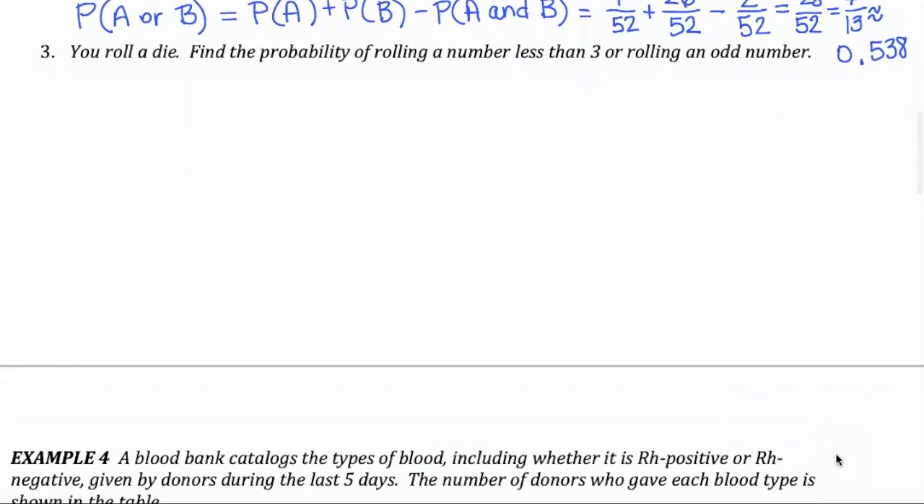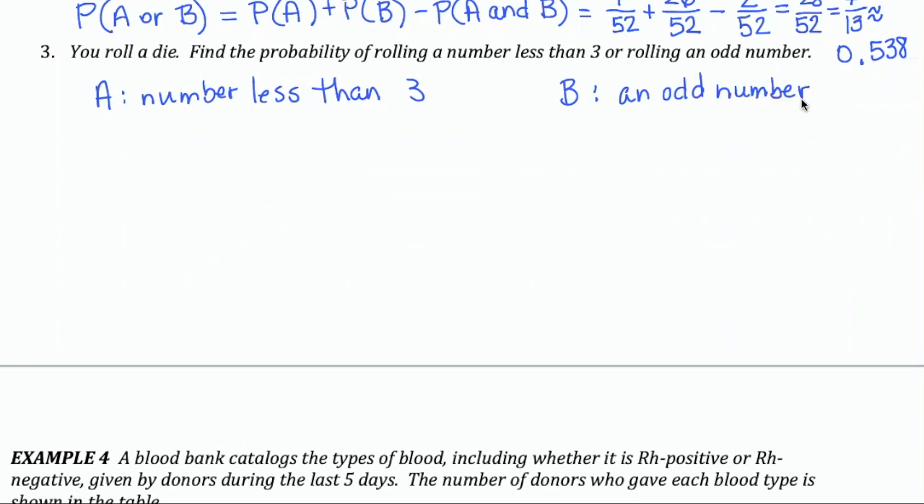All right, the last example, you roll a die. Find the probability of rolling a number less than 3, so that's my first event, or event B, rolling an odd number. So assuming that this is a 6-sided die, rolling a number less than 3 would include the outcomes of I could get a 1, I could get a 2. I wouldn't include 3 because that would be equal to 3, not less than 3. So 1 and 2 are the only sides that are less than 3.